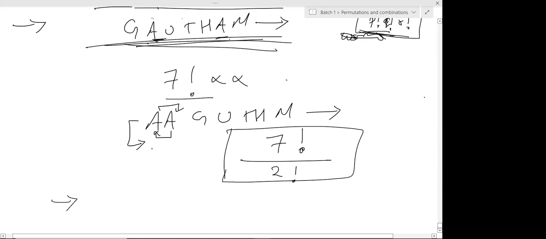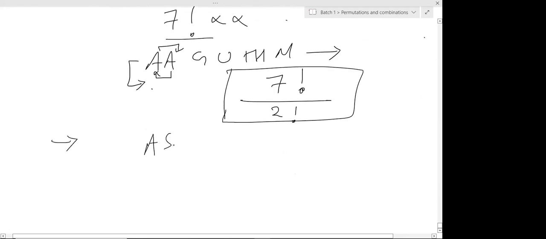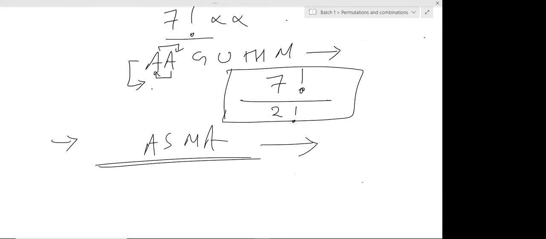Then tell me if I take Ashma, how many ways to arrange? 4 factorial divided by 2 factorial. Absolutely right, 4 factorial divided by 2 factorial. All right.